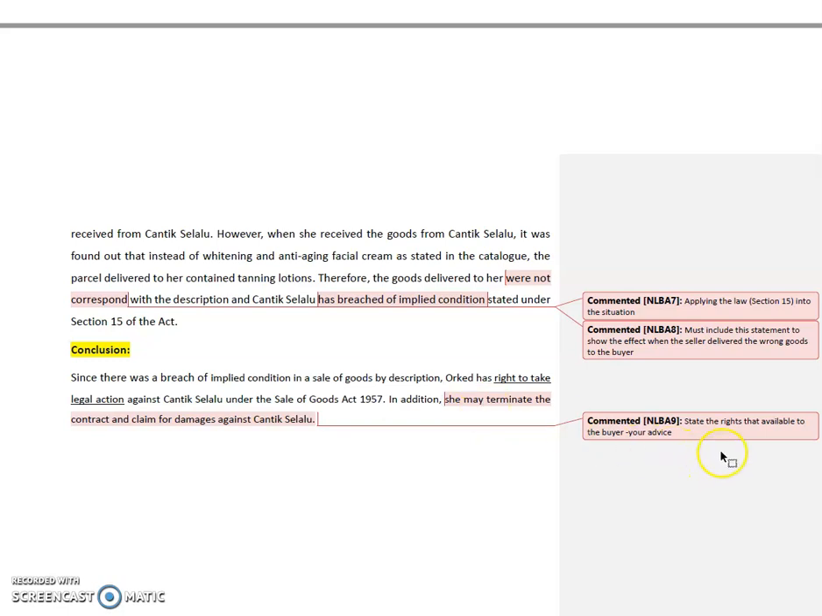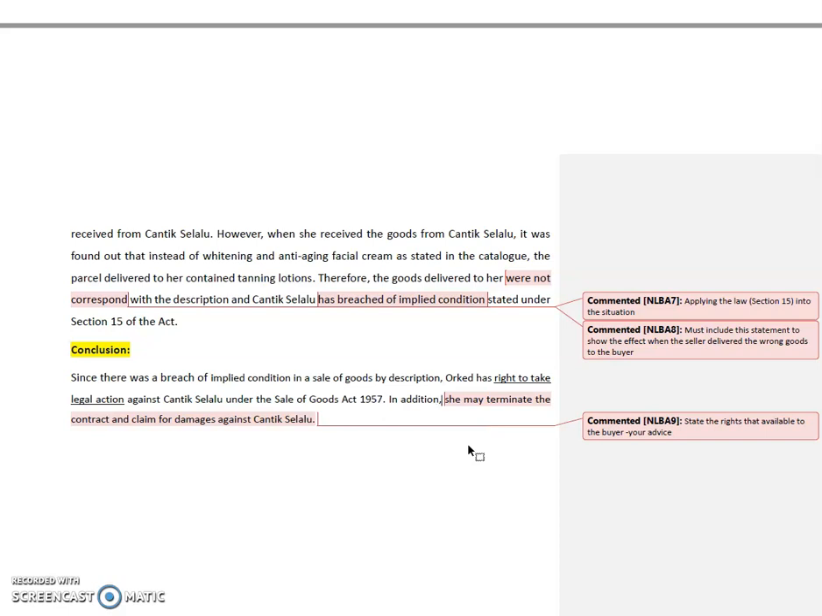Okay, so you must state the rights that are available to the buyer, which can be considered as your advice to Orchid. Okay, remember, if there is a breach of implied condition, buyer may terminate and claim for damages. But if there is only breach of warranty, buyer cannot terminate the contract, but buyer can claim for damages only. Okay, the most important is you have to identify the correct implied terms in the situation.